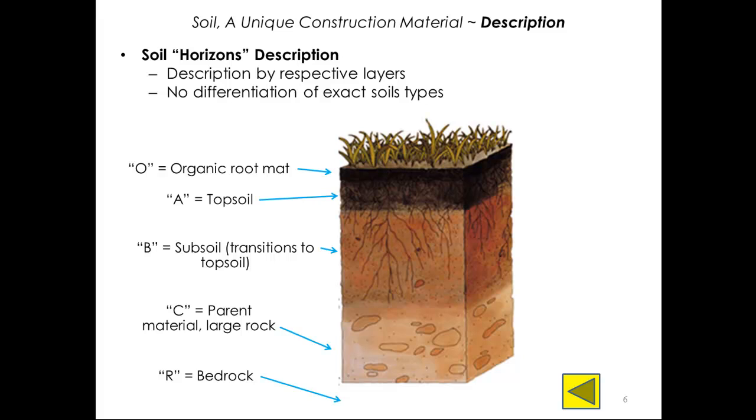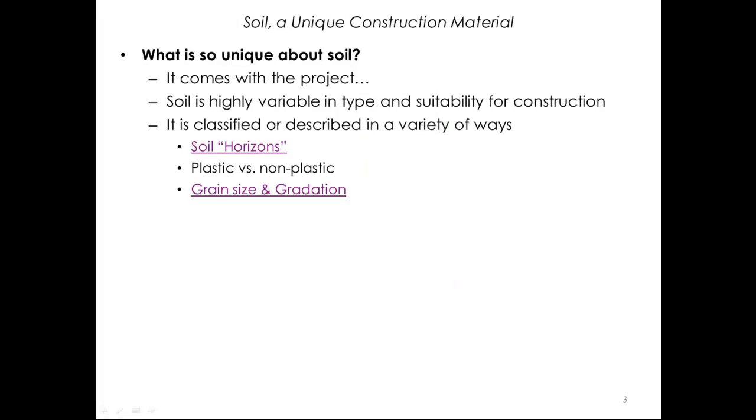The final horizon, though not illustrated, is the R or solid bedrock layer. So there we have a horizon description of soils. A second way that is used to describe or classify soil is whether the soil is plastic, that is, can be shaped like a child's modeling clay, or non-plastic, like a handful of sand.